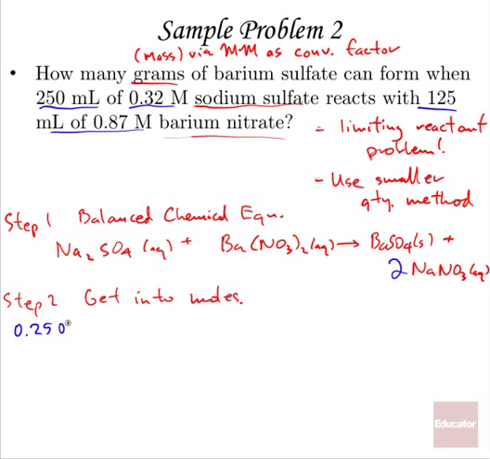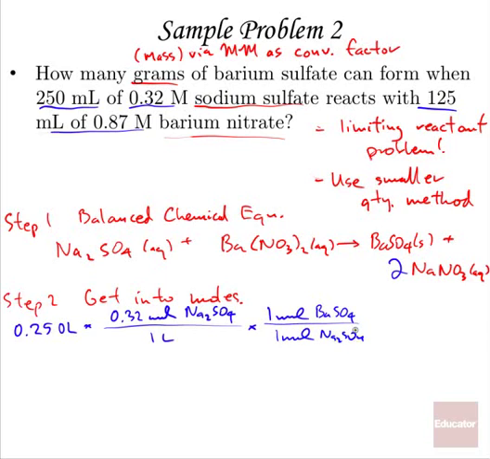So 0.250 liters times 0.32 moles of sodium sulfate over 1 liter. Okay, that gets us in the moles of A. Now we go on to moles of B. So the mole to mole ratio between sodium sulfate and barium sulfate is 1 to 1. So 1 mole of barium sulfate over 1 mole of sodium sulfate. And that's going to give us 0.080 moles of barium sulfate. All right, so we're going to continue on with the smaller amount method for solving the limiting reactant problem, and we're going to repeat the process for the other reactant amount.